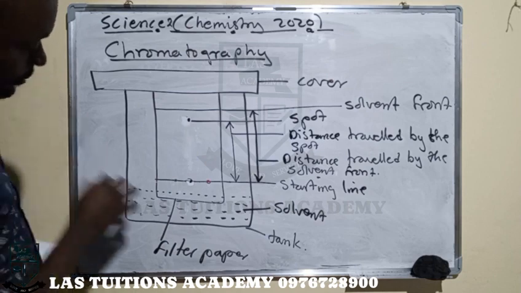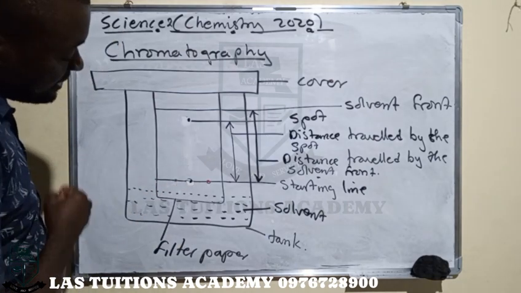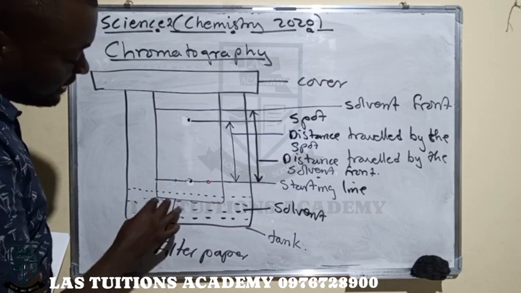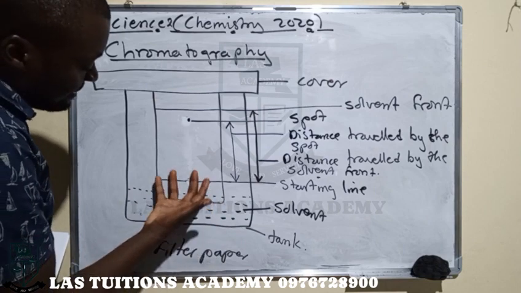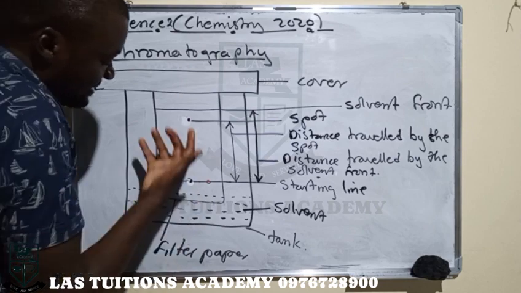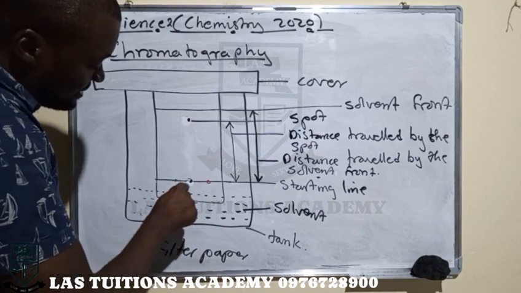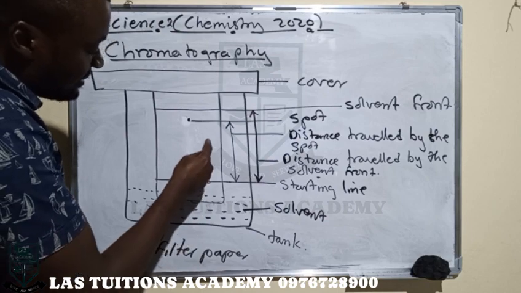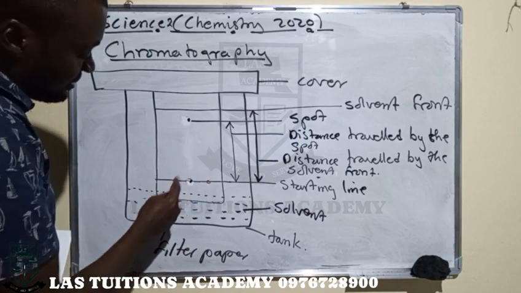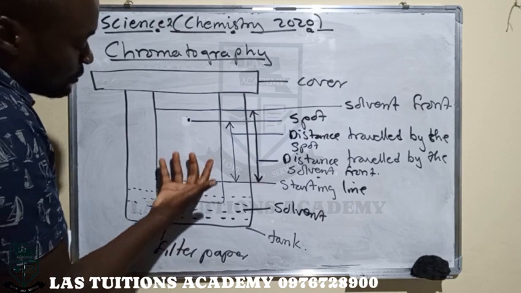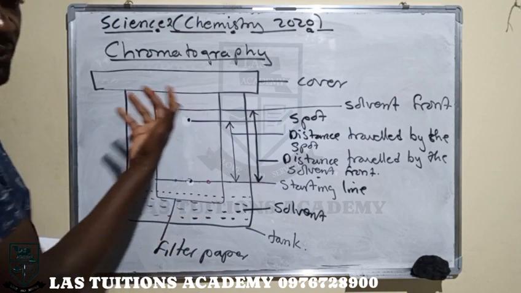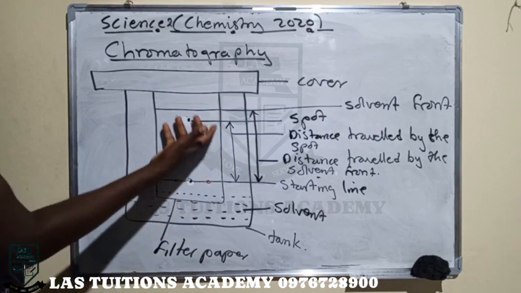Now, when you put them on the starting line, when you dip this paper into the solvent, the solvent will start rising like I was explaining. As it rises, it will carry along these dyes from these colors. So these dyes will start rising too, going up following the solvent.